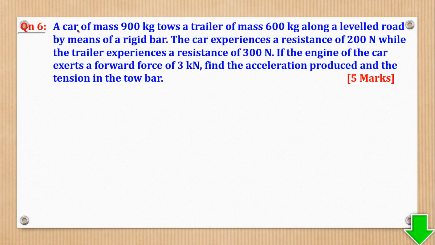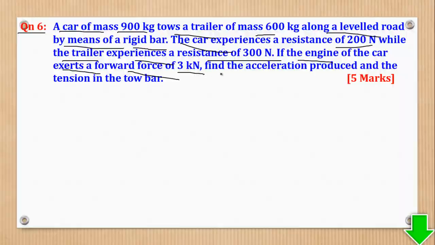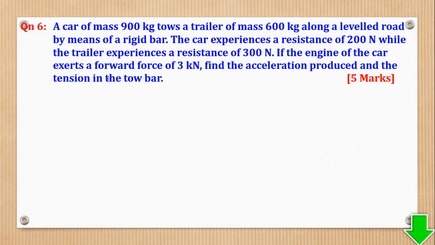Now we shall go to question 6. Question 6 says, a car of mass 900 kilograms tows a trailer of mass 600 kilograms along a level road by means of a rigid bar. The car experiences a resistance of 200 newtons, while the trailer experiences a resistance of 300 newtons. If the engine of the car exerts a forward force of 3 kilonewtons, find the acceleration produced and the tension in the tow bar.